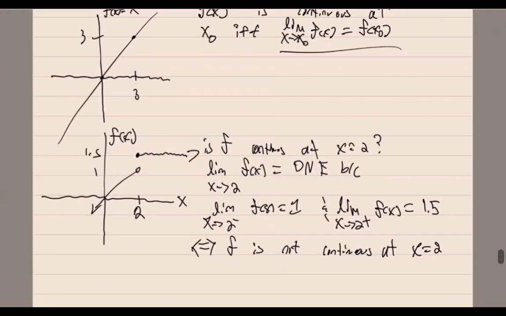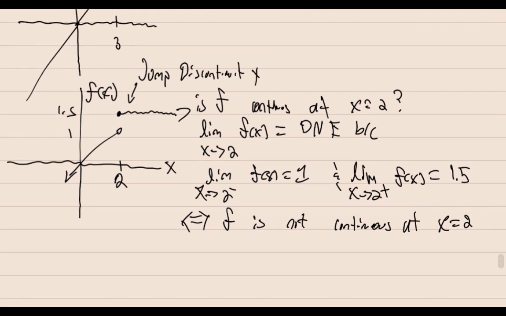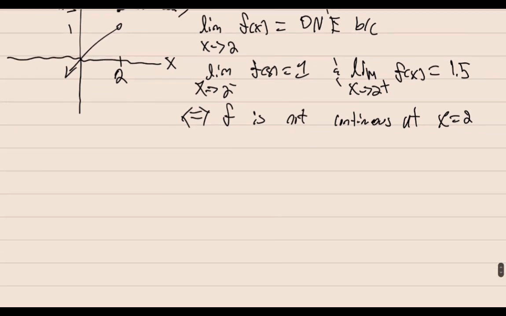Okay. Where are we? So this is what's known as a jump discontinuity. Very nice. Let's go ahead and look at a different graph here.